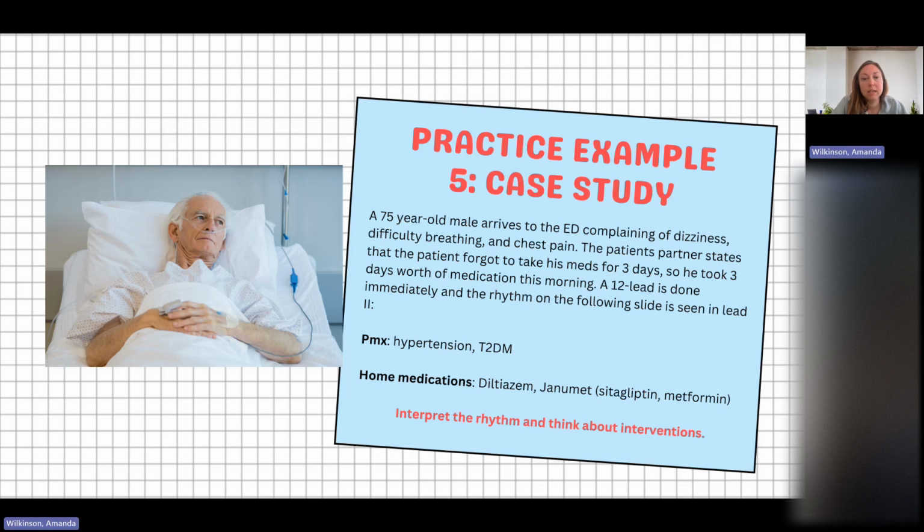A 12-lead is done immediately, and the rhythm on the following slide is seen in lead 2. He has a history of hypertension and type 2 diabetes. He is on diltiazem and these other medications that are blurry on my screen. I think that says metformin at the end.